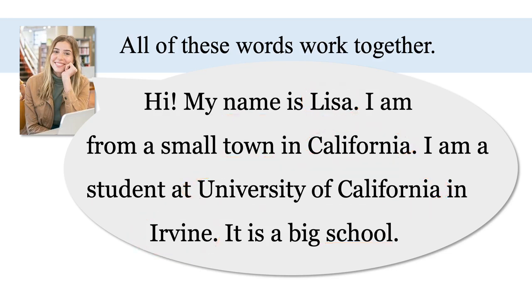Okay, now let's look for the pronouns. Do you see pronouns? We have the pronouns I, 2 times, and it. Remember, I is always a capital letter. Down here, it only has a capital letter because it is the first word of the sentence.